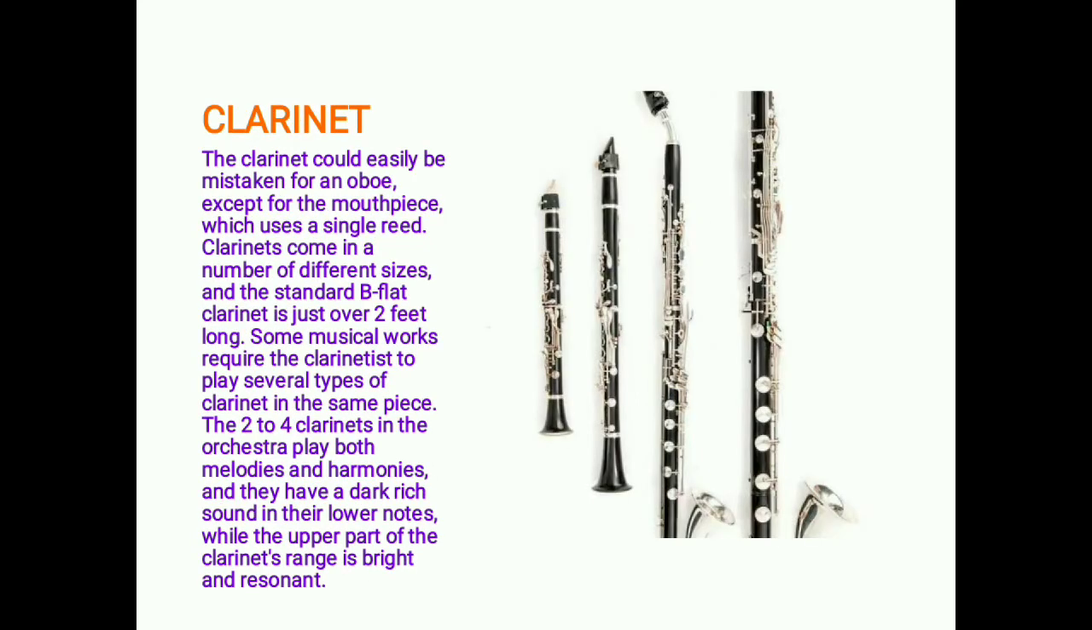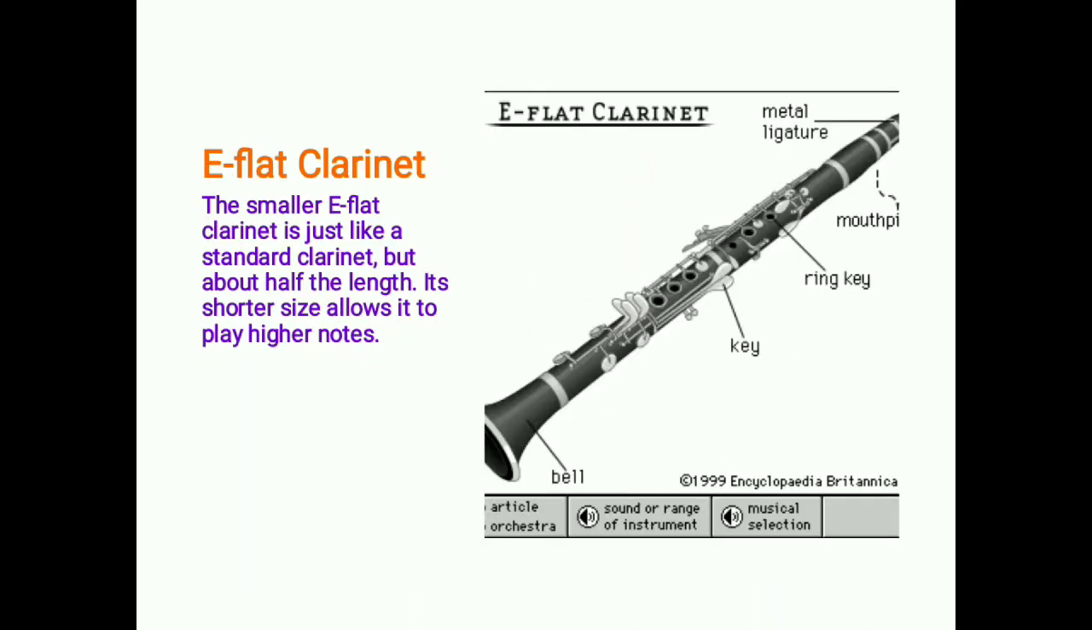Clarinet. The clarinet could easily be mistaken for an oboe, except for the mouthpiece, which uses a single reed. Clarinets come in a number of different sizes, and the standard B-flat clarinet is just over 2 feet long. Some musical works require the clarinetist to play several types of clarinet in the same piece. The 2 to 4 clarinets in the orchestra play both melodies and harmonies, and they have a dark, rich sound in their lower notes, while the upper part of the clarinet's range is bright and resonant.